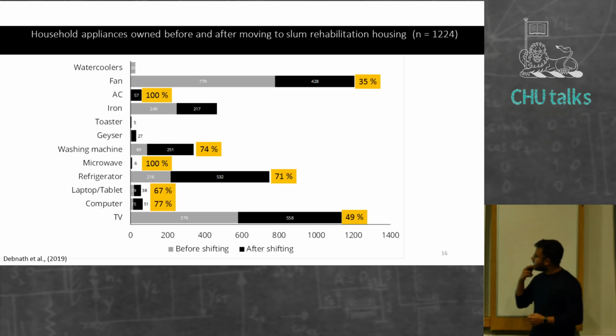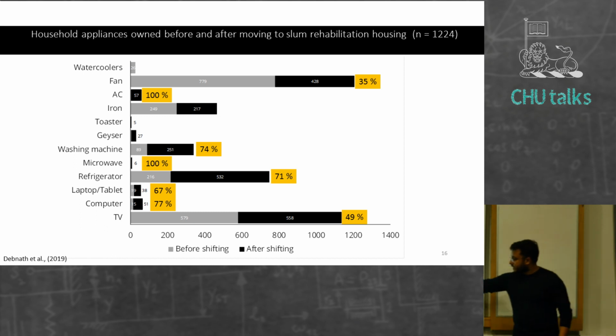And the next plot shows what was different in terms of appliance ownership, like before they were living in slums and after they were moved to the slum rehabilitation housing. So we can see that the fans were already there, so it's not much. Although it's 35% of the people, they purchased newer fans, or like they replaced their fans. But in terms of ACs, as I mentioned, although it's just a very small portion, 100% of the ACs were bought after they moved to the slum rehabilitation housing. Same is with washing machine, which is like 2/3 of the whole survey population. And then there is microwaves and even refrigerators.